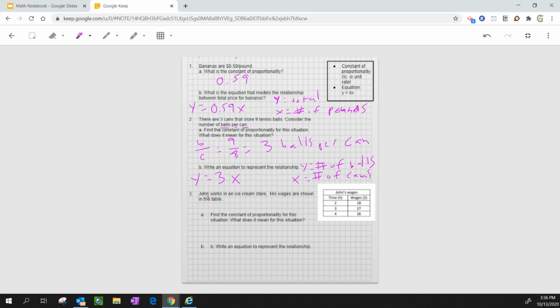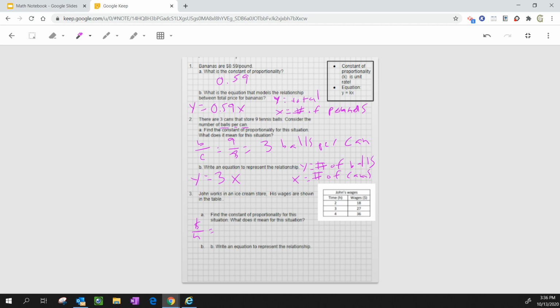Last but not least, we got John works in an ice cream store. His wages are shown in the table. So this time we have to pull the information from the table instead of from the situation. But everything we do otherwise is going to be totally the same. So I said find the constant of proportionality, and what does it mean? The constant of proportionality is going to be my unit rate. So I want to do dollars per hour.